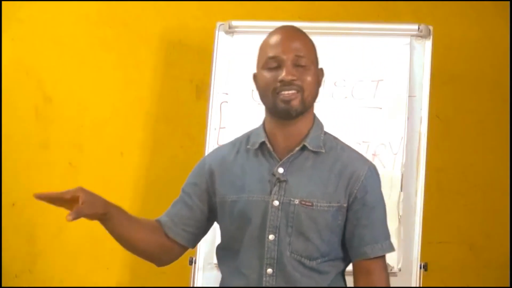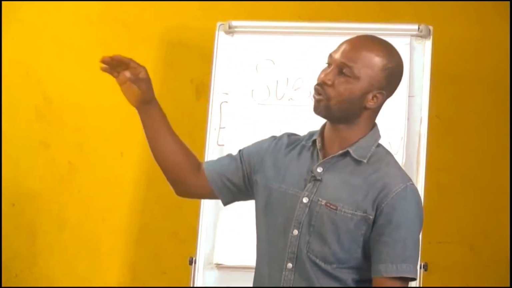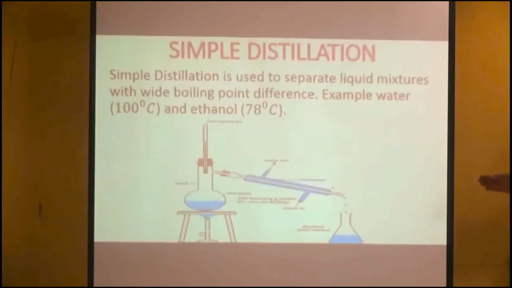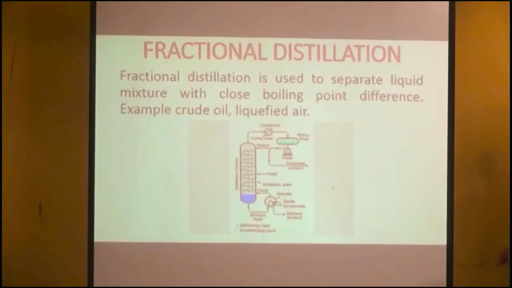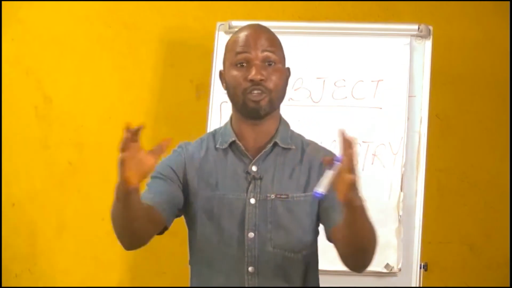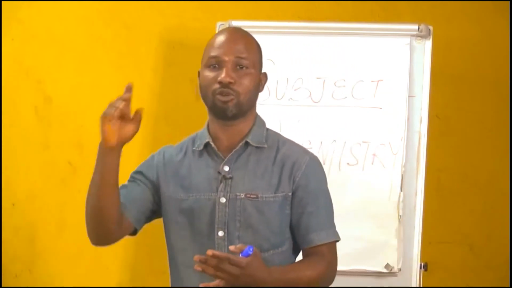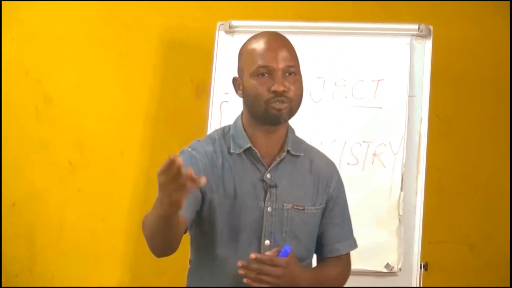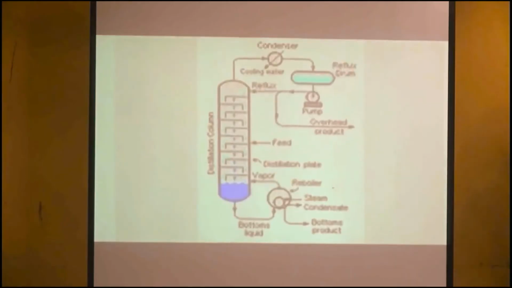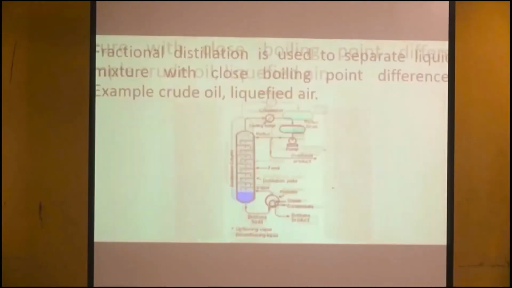So pure water in the laboratory, called distilled and deionized water, is gotten by this method. Now, the other type is called fractional distillation. And fractional distillation is used to separate mixtures that have close boiling point difference. An example is crude oil. When you get crude oil or petroleum, it comes in form of a mixture of components. But after separation, you get your gas, your kerosene, your petrol, your diesel, your bitumen, and so on and so forth, using this. The difference is that it has a fractionating column that separates these components easily.